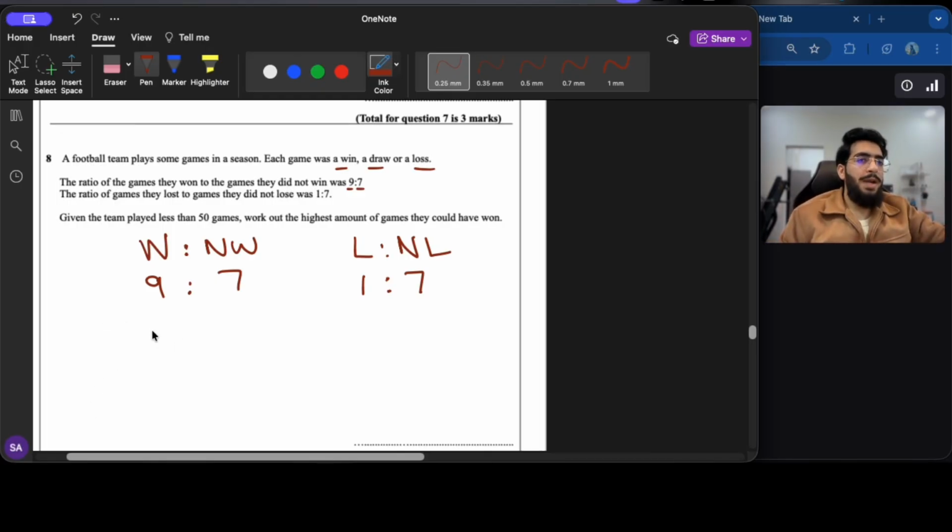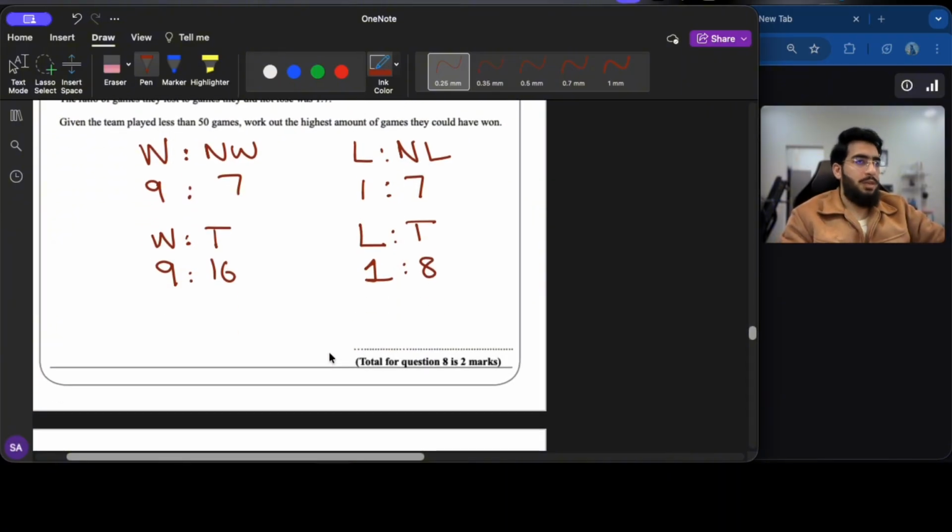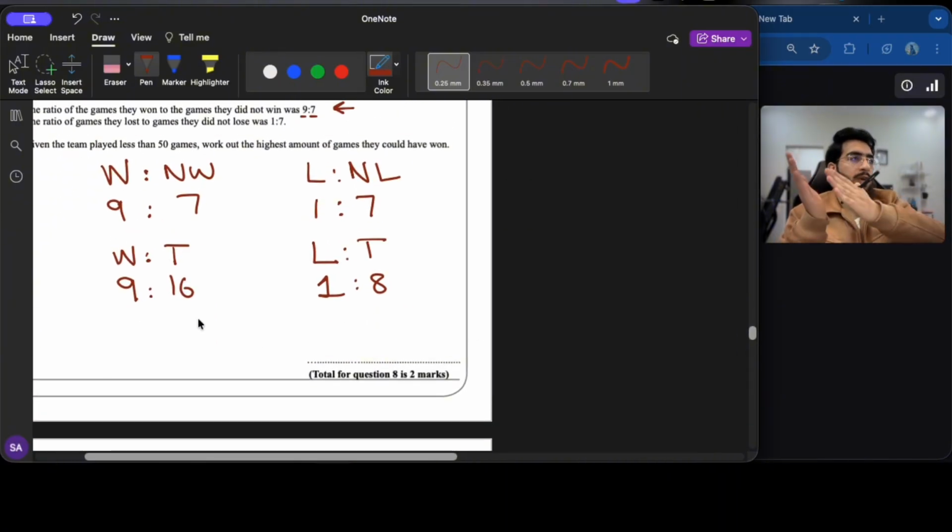So how about I just write win ratio total according to the first statement. If they won 9 and they didn't win 7, that means winning would be 9 and total 9 plus 7, that's 16. And then over here we can just write lose ratio total. So in this case we know it's 1 ratio 7, so losing is 1 and total would just be 1 plus 7, that's 8.